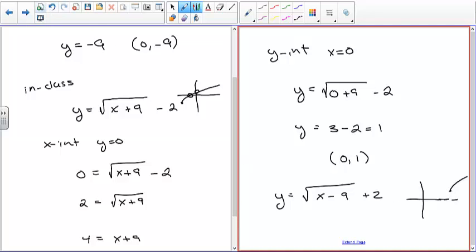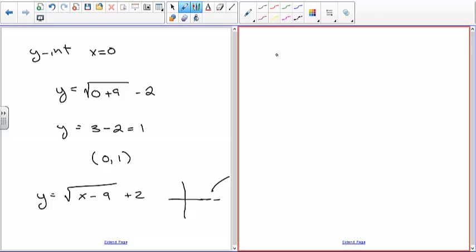Now, how do we know that's the case? So let's do the y-intercept first.